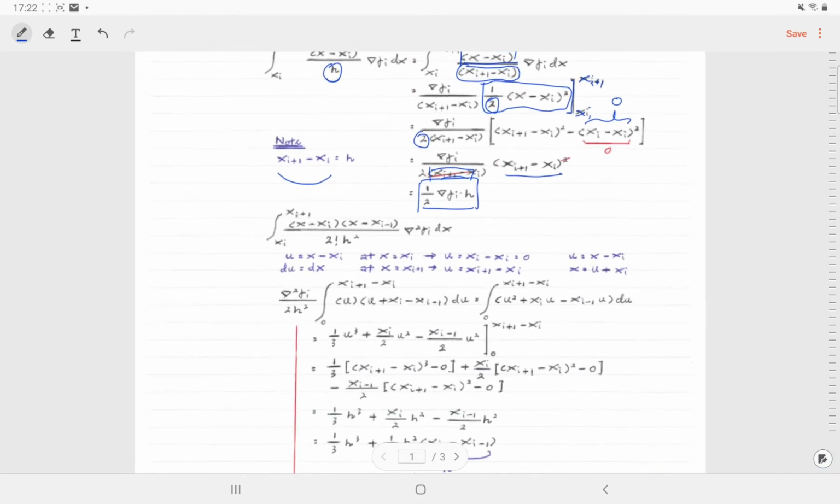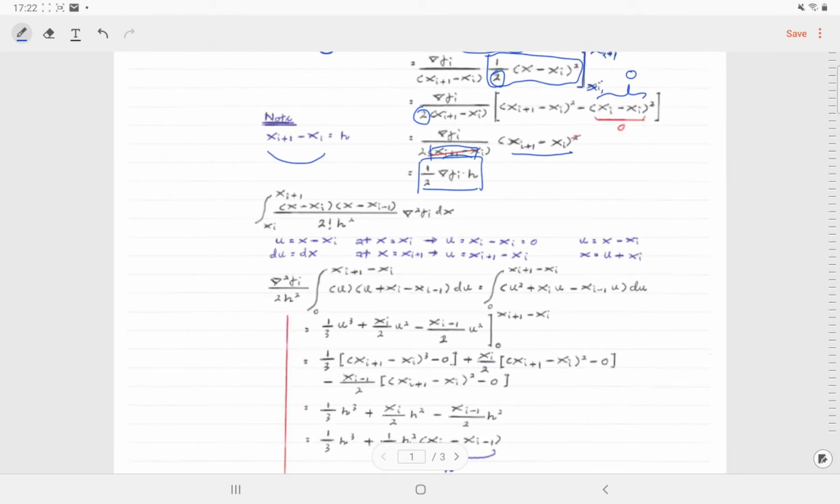Okay, the third term is a bit more complex where we need to use a substitution. So in here we define u as equal to x minus x i. Okay, so that du will be equal to dx because x i in here is considered a constant. Okay, so then at x equal x i, u will be equal to 0. At x equal x i plus 1, u will be equal to x i plus 1 minus x i. Okay, and then u will be equal to this, and then x equal to this.